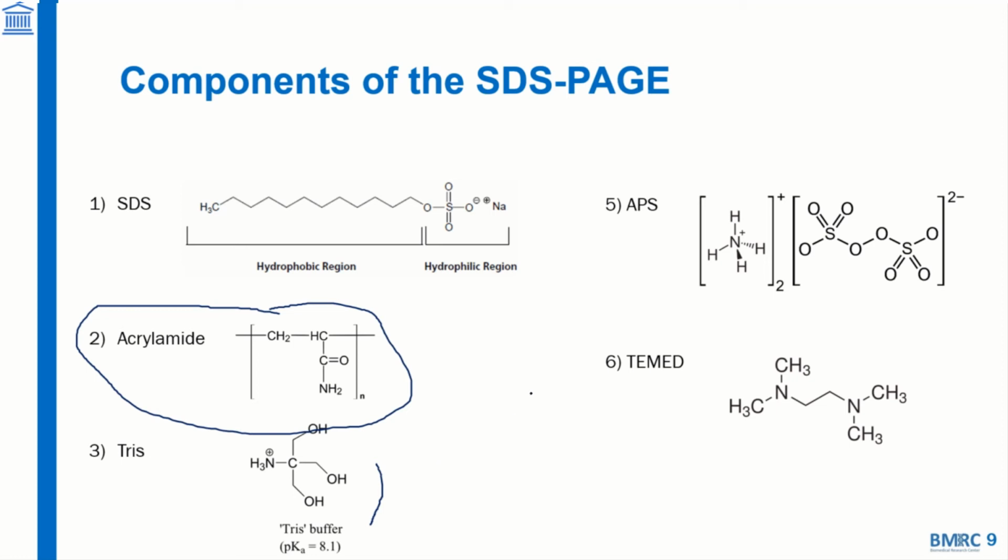Third, we need 10% SDS. SDS is a negatively charged detergent. We also need catalysts such as 10% ammonium persulfate, APS, which is the first catalyst and is an electron donor. We need TEMED, which is the second catalyst, and this is tetramethylethylenediamine, shortened as TEMED.